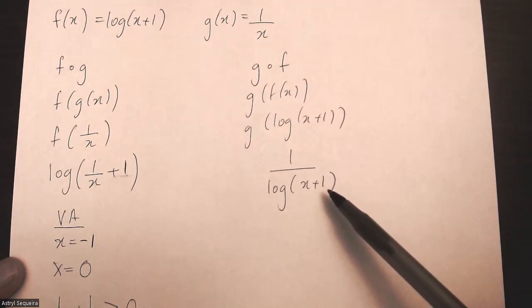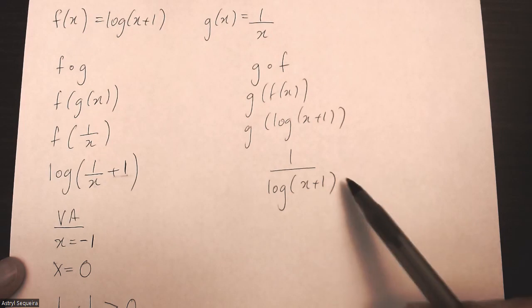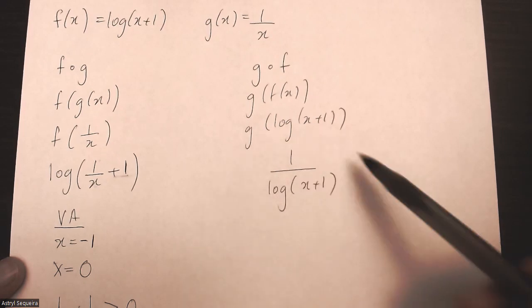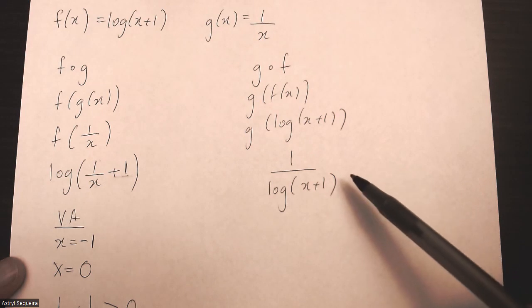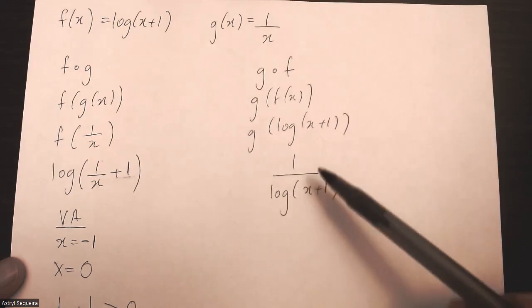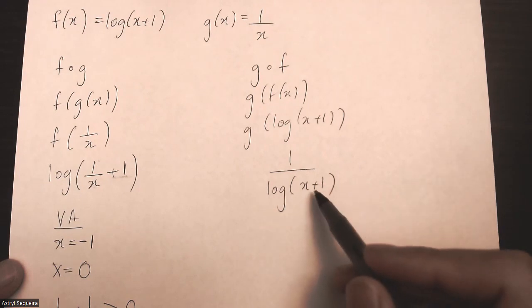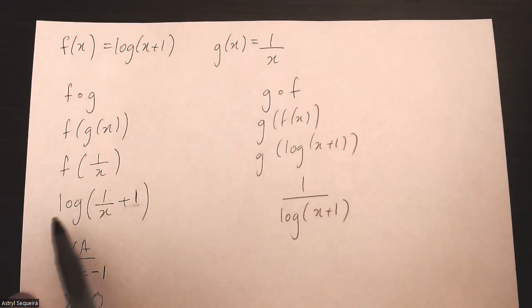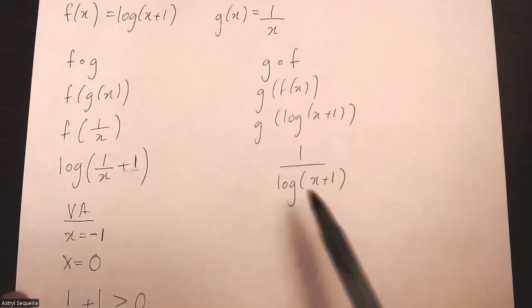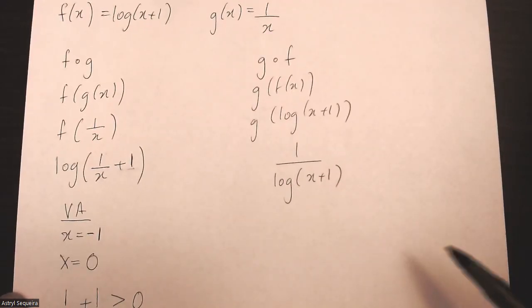So we know that we're going to have a vertical asymptote. So this is not an overall log function. This is just simply a reciprocal function with a log in the denominator. So we're not going to have an asymptote at negative 1 like we did for the log function. This is a reciprocal function with a log in the denominator.